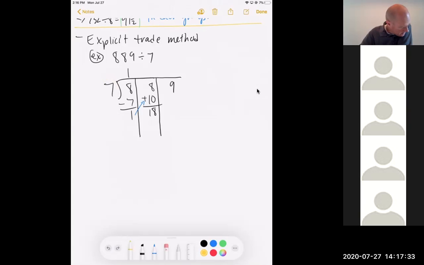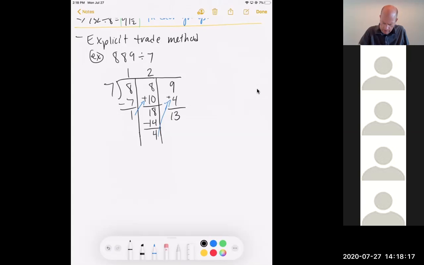We know that 7 goes in there 2 times. Subtract our 14 from the 18, just like normal, and we have 4 left over. Now this 4 is 4 tens right now, but we're going to consider it as 4 ones, and we break up the tens into ones. We're going to add that to the 9 ones that are already there. So we're going to put that all the way up here. Add them together and you get 13. Okay. So we have 13 ones to consider.